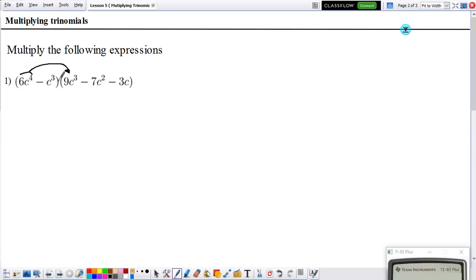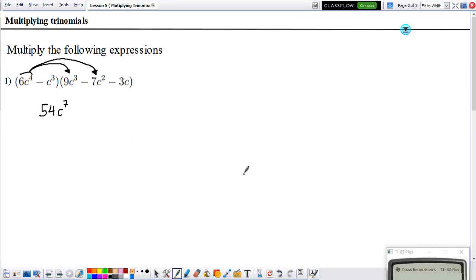We're going to multiply the 6 times the 9, and that's going to give us 54. And now we're going to multiply the variable with the variable. c to the fourth times c to the third, that's c to the 7. Remember that there's a rule in mathematics which says if you're going to be multiplying two variables and they have the same base, all you've got to do is just add the exponents. So we're done distributing that 6c to the 4. Now we need to distribute to the next one, which is negative 7c to the second.